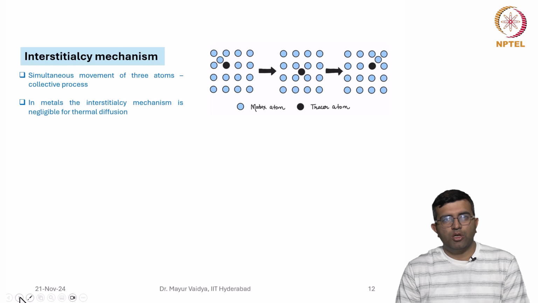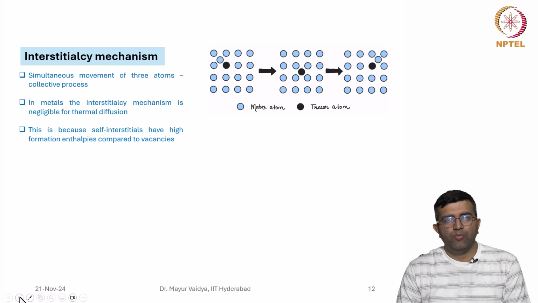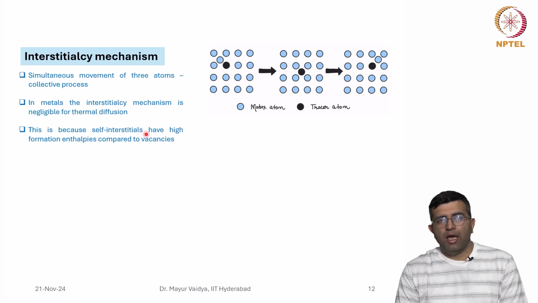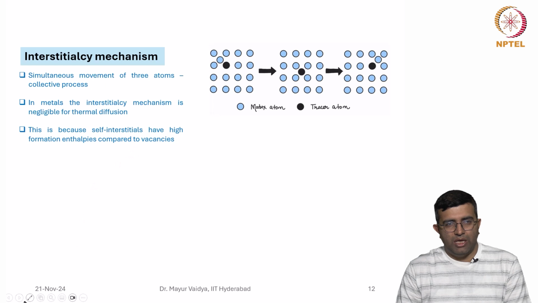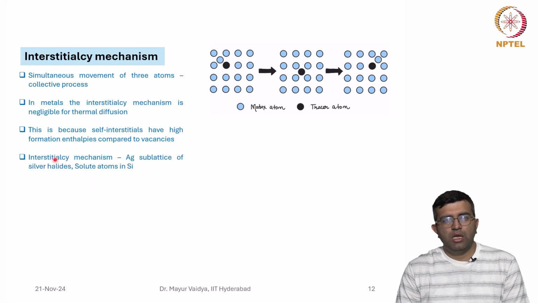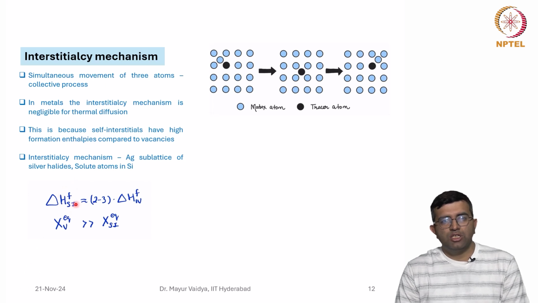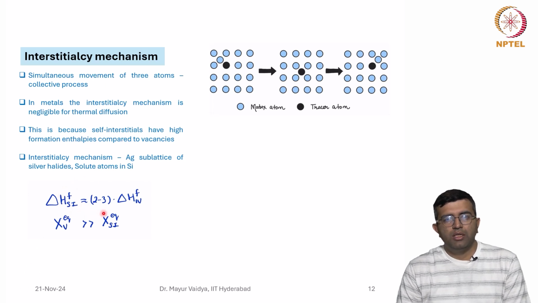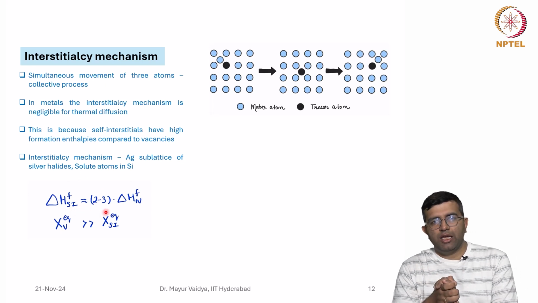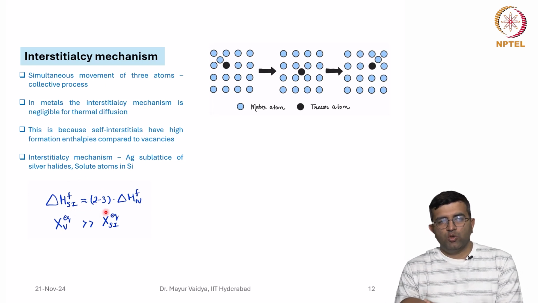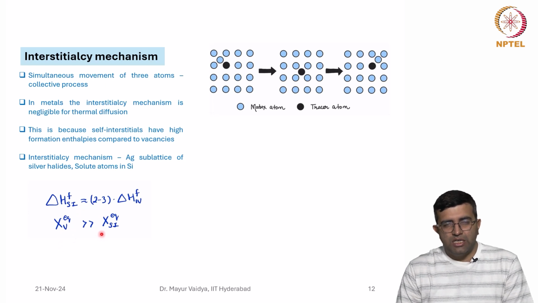That way it's a collective process, and in metals, however, this mechanism is negligible for thermal diffusion. This is because self-interstitials have high formation enthalpies compared to vacancies. So the interstitialcy mechanism is generally seen in the silver sublattice of silver halides or for solute atoms in silicon. And as I said, the formation enthalpy for a self-interstitial, SI refers to self-interstitials, is almost 2 to 3 times the delta H of mono-vacancy formation. So that's why the equilibrium concentration of vacancies is much higher than the equilibrium concentration of self-interstitials.